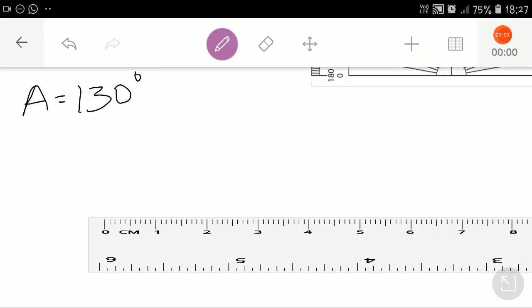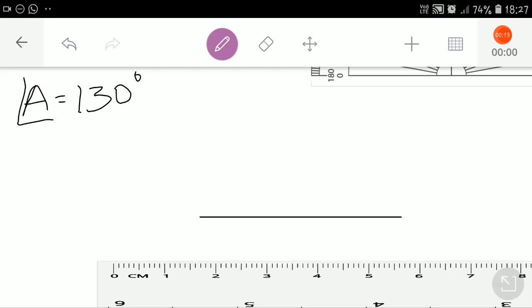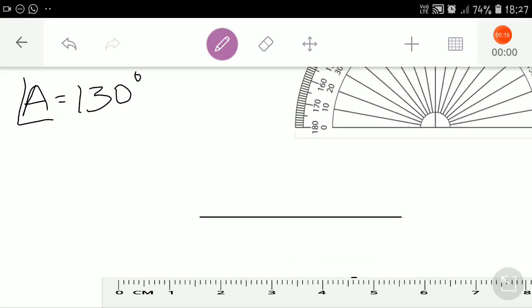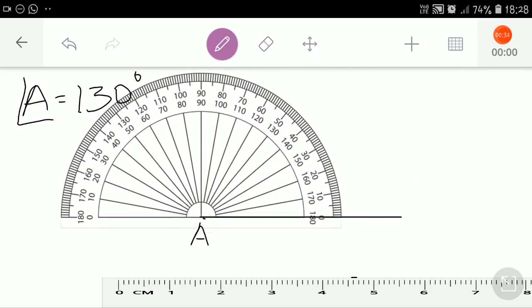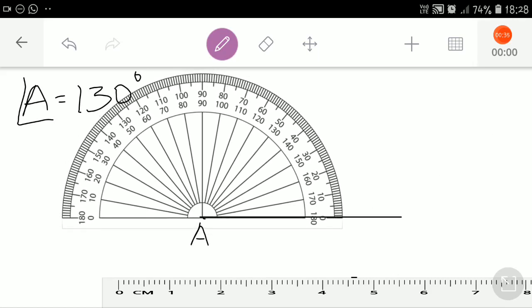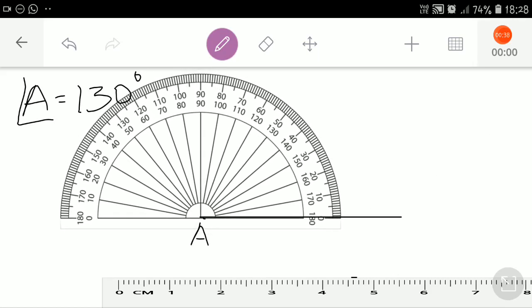Now look at the next sum. You are going to mark angle A is equal to 130 degrees. First, you are going to take a scale, draw the baseline, okay? And then we are going to take the protractor now. Now I am going to name this as A. It should be exactly on the point, okay? Now, let us take the protractor and keep its center on top of this line. Okay, children? Then I am going to mark 130 degrees. Where is 130 degrees here?